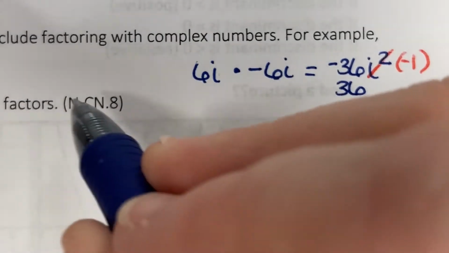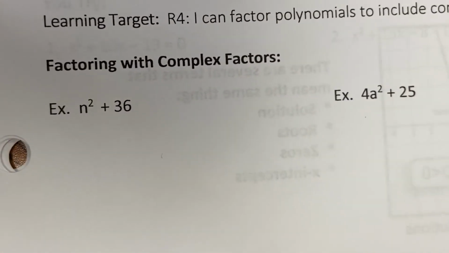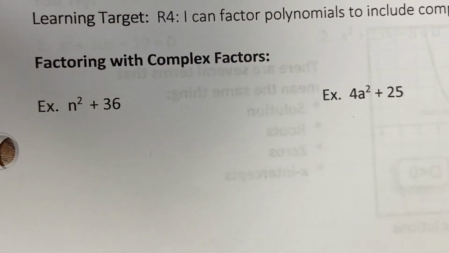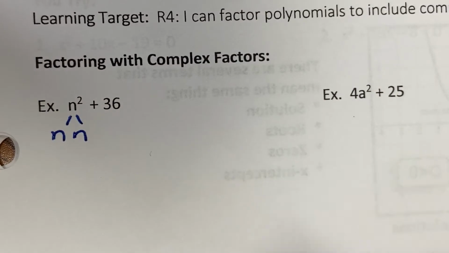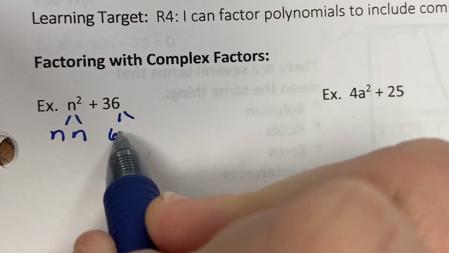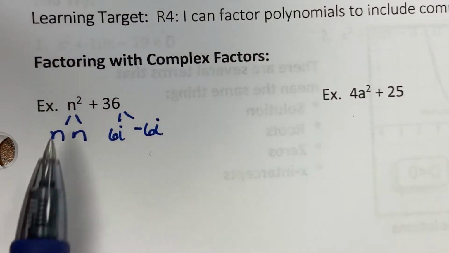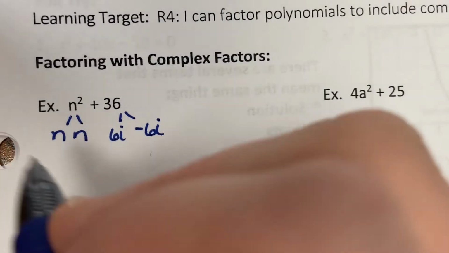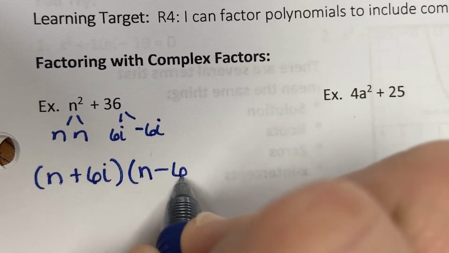All right, so when we look at this example down here, then we think, okay, how can I get the 36? Well, 36 could be gotten by saying 6i times negative 6i. So n squared is like n times n, but 36 would be like 6i times negative 6i. Now, the reason why that will work is because if we were to redistribute our answer, well, let me go ahead and write it down first. So we would have an n plus a 6i and an n minus a 6i.